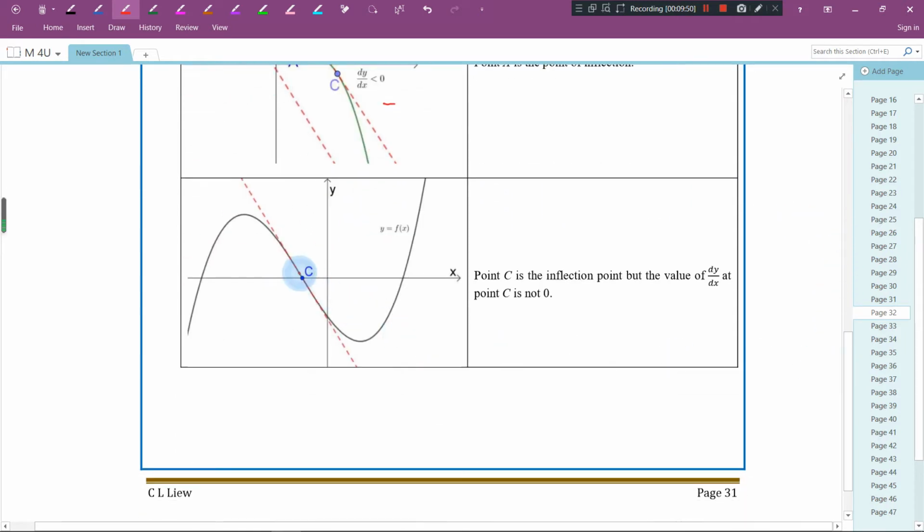So this is a point that I showed just now. We also call this point a point of inflection, but this is not a stationary point. So we are not focusing on this type of point of inflection in this video, because in this video we are focusing on stationary points. Okay, let's look at a few examples.